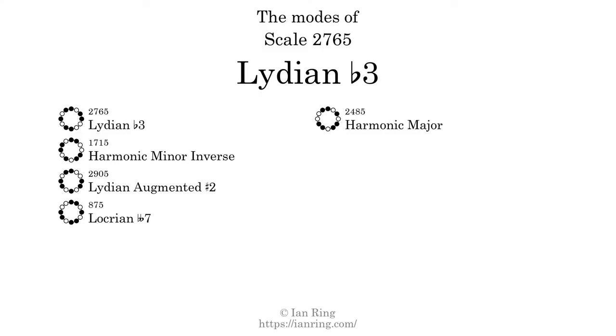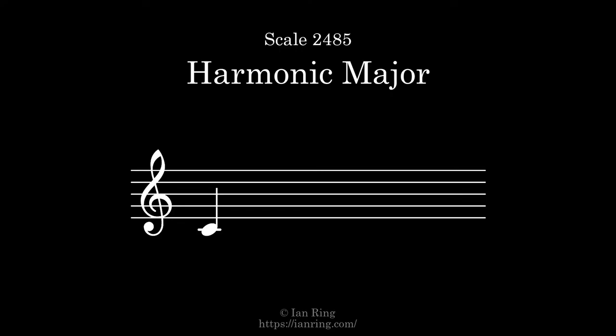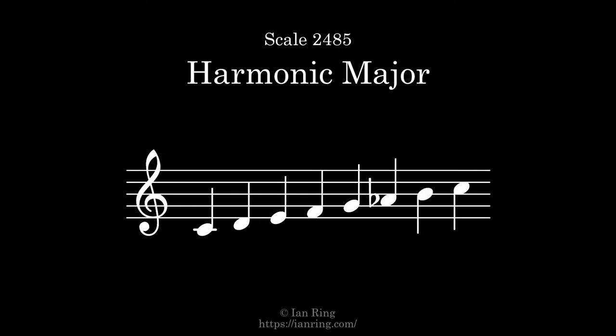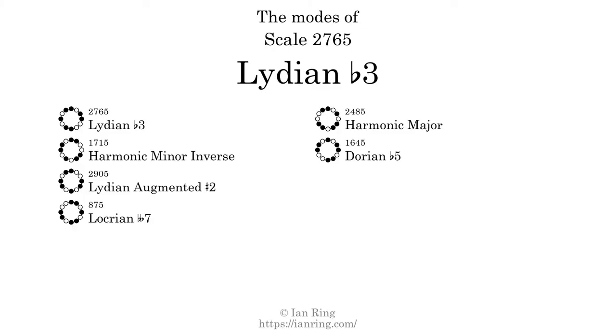The fifth mode is scale 2485, also known as harmonic major. It sounds like this. The sixth mode is scale 1645, also known as Dorian flat 5. It sounds like this.